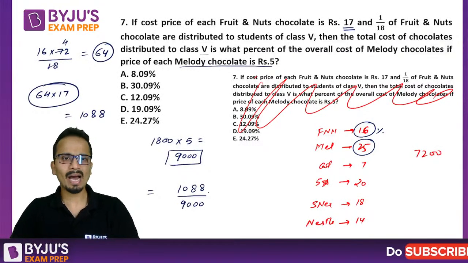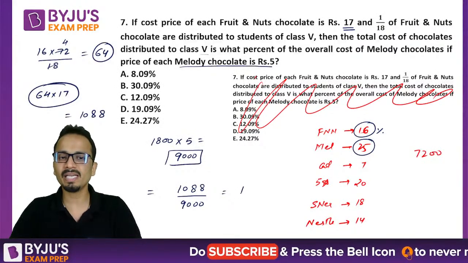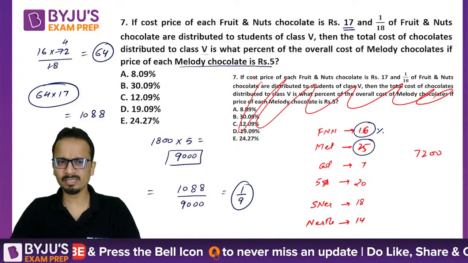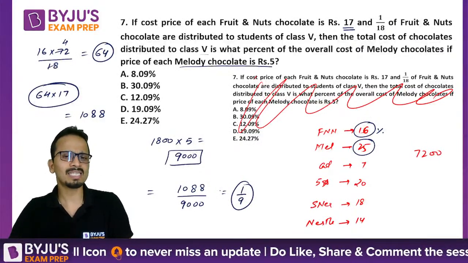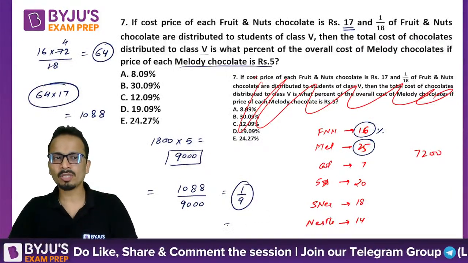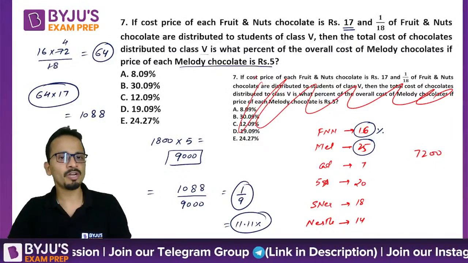Now I can see that this is approximately 1 by 9, that is 1000 upon 9000. It will be slightly more than 1 by 9 because the numerator is more than 1000. So 1 by 9 is 11.11 percent.